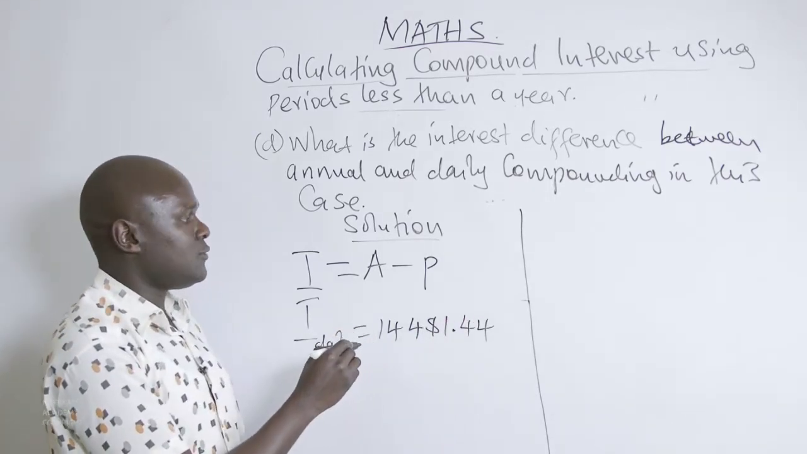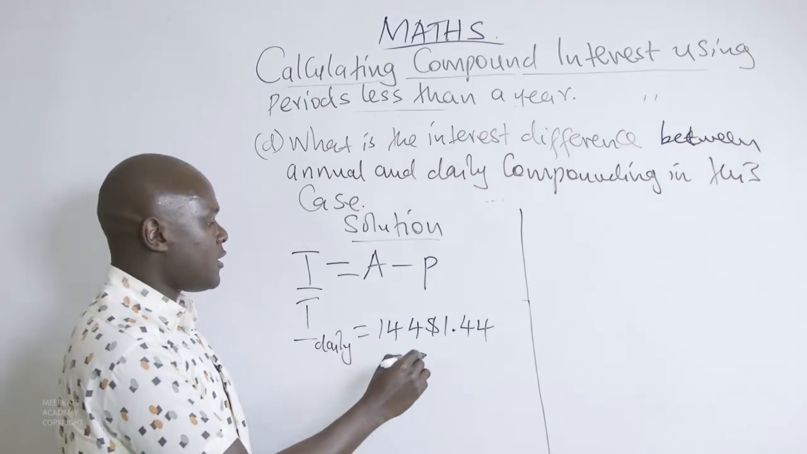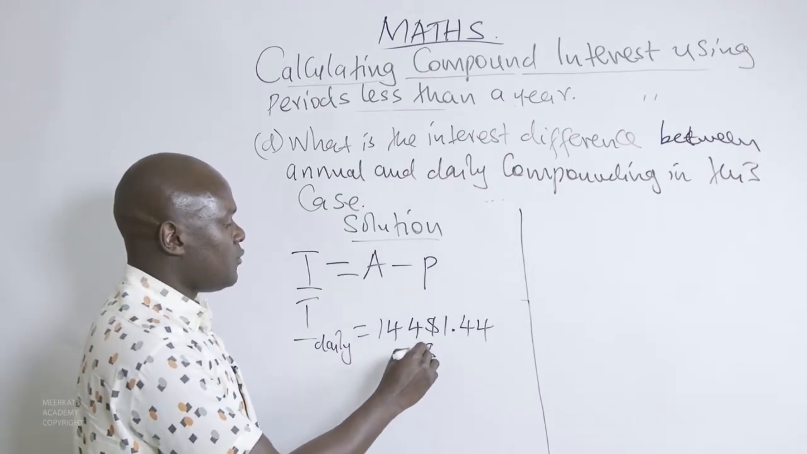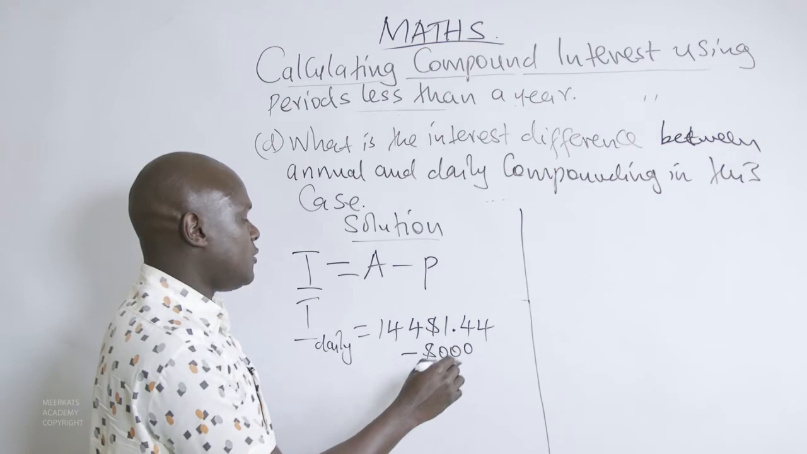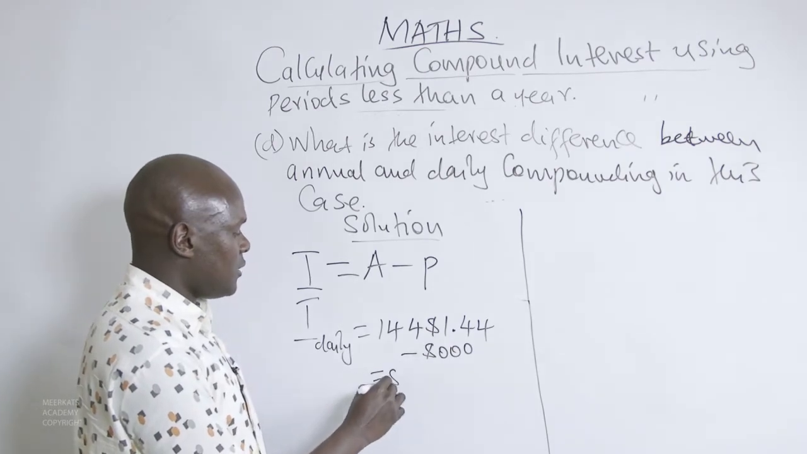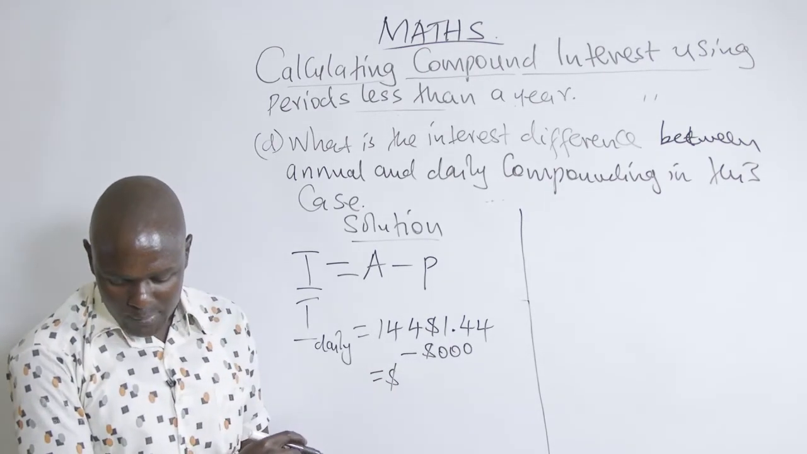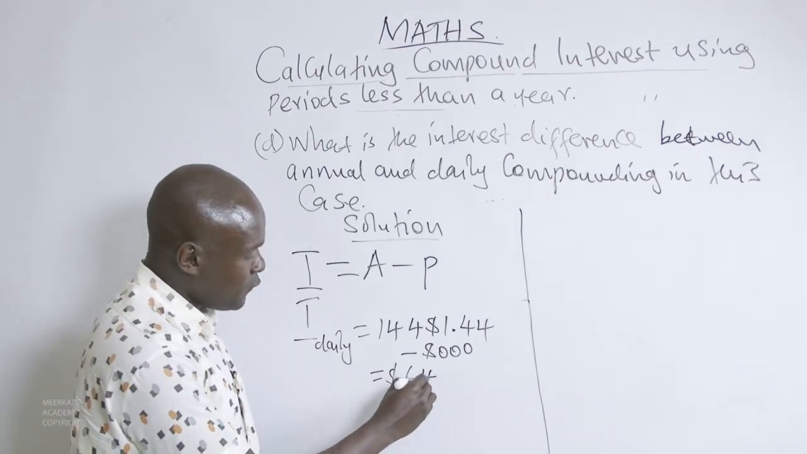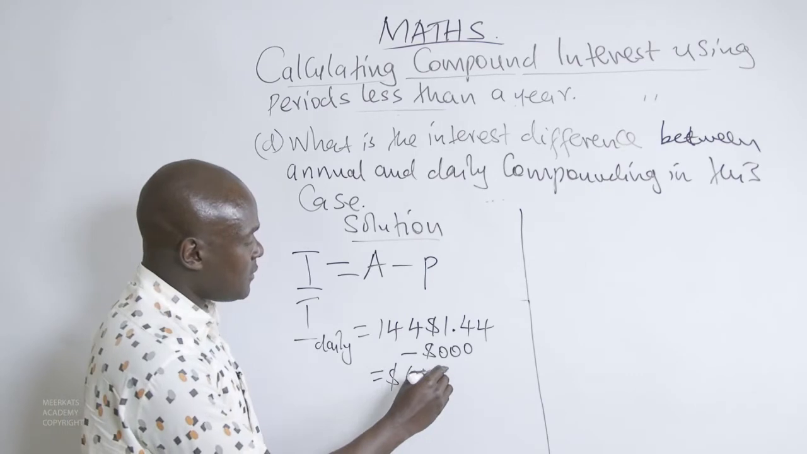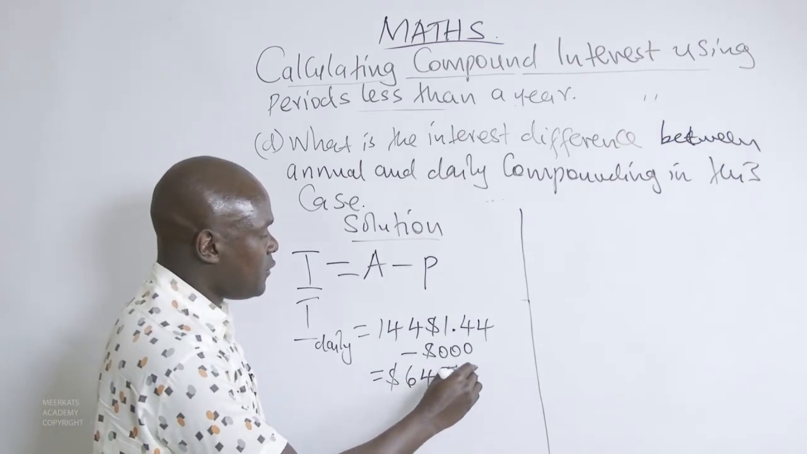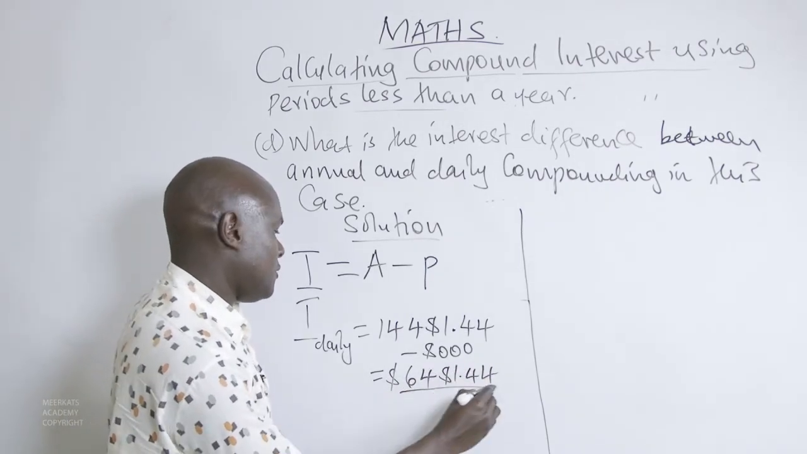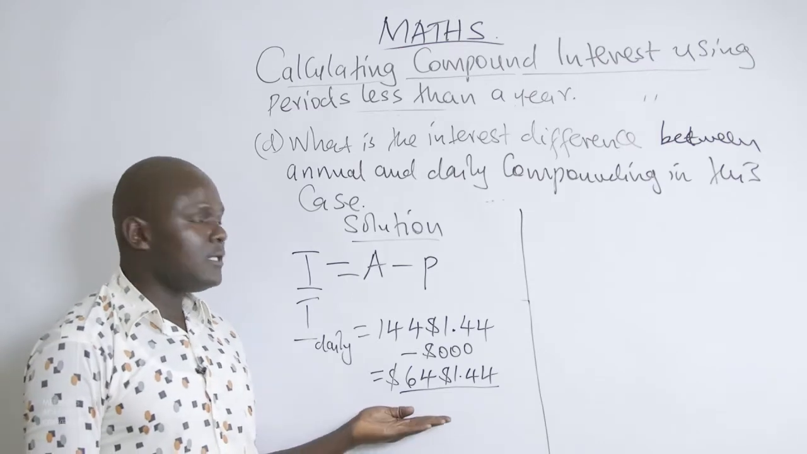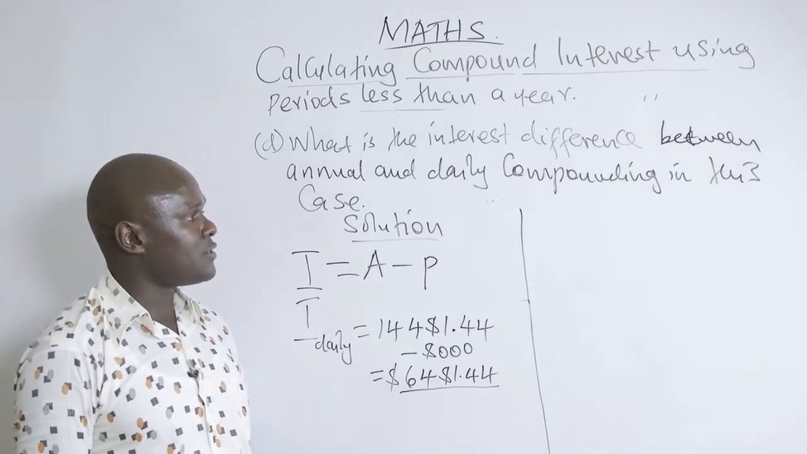$14,481.44. That was the amount. Then we subtract the principal, which is $8,000, and this will give us a compound interest of $6,481.44. After compounding daily, this is the amount of interest we have.